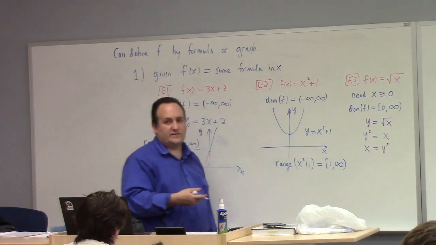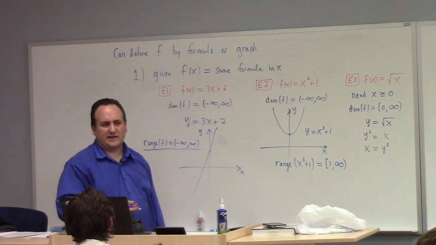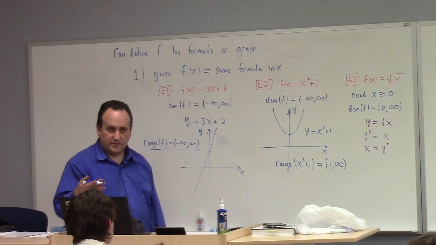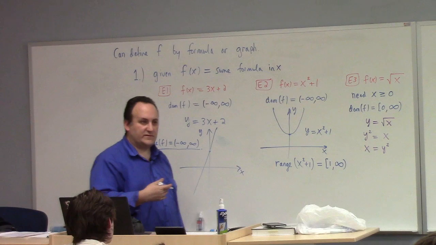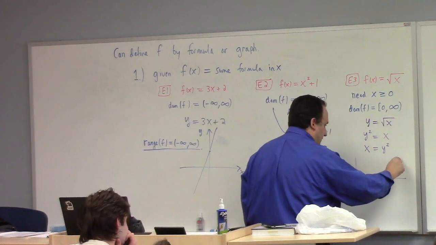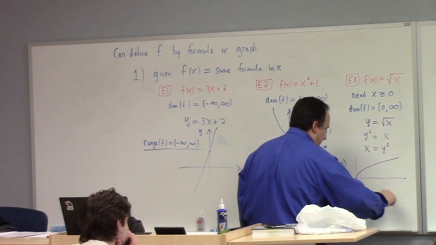I mean, that's what y equals the square root of x is. It's x equals y squared. What is that? Think about it. It's a parabola where the role of x and y has been reversed, right? So that's why the graph of the square root of x is basically a parabola turned sideways, right?